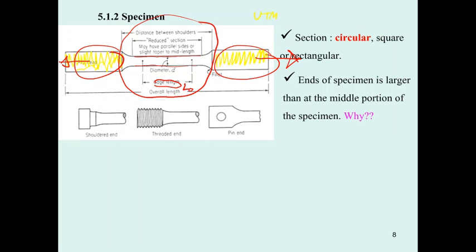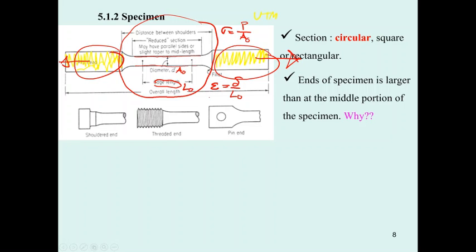The gauge length is going to be L sub O. You also measure the diameter, A sub O. So when you measure the force, you get stress equal to force divided by A sub O. And also you can determine the strain. The strain equals elongation divided by L sub O.